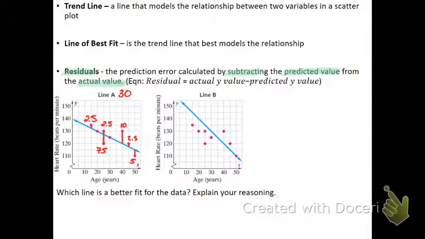Now if I go to this other one, I do the same thing. Again, the scale's still going by fives. That point right there is 10 off. This one right here is 10 off. This is 5 off. This one right here is 15 off. This is 5 off. This is 10 off. This is 5. And that last one was right on the money.